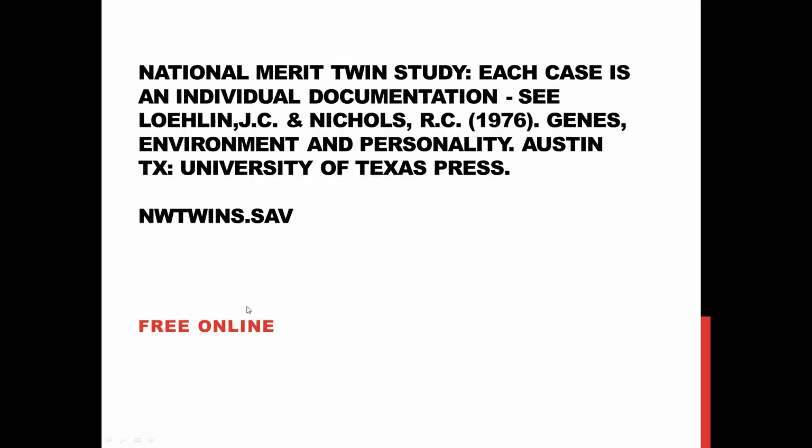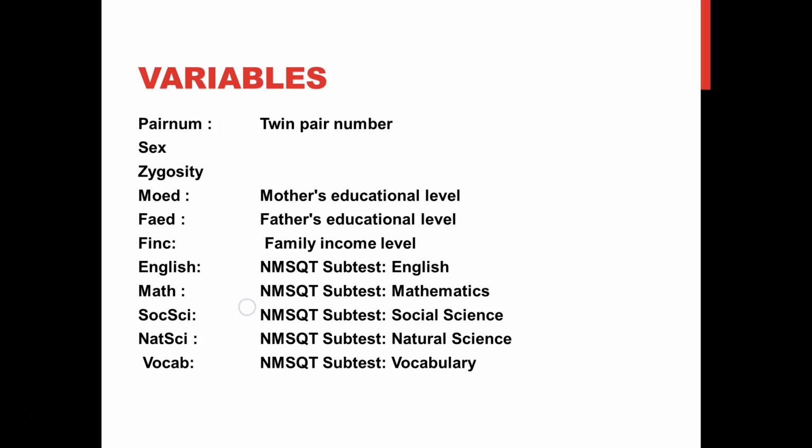Our data set today is the National Merit Twin Studies. Each case is an individual. You can see the documentation right here, the reference, if you want to find out more information. The name of the data set is nwtwins.sav, and it's free and it's online.